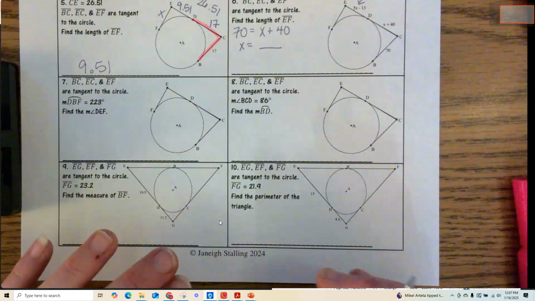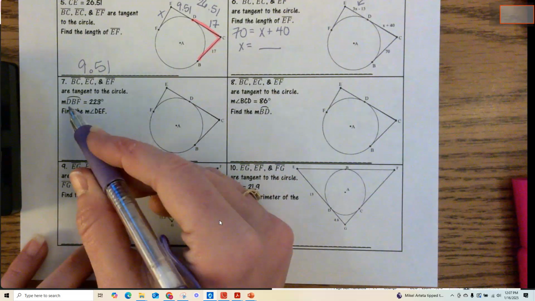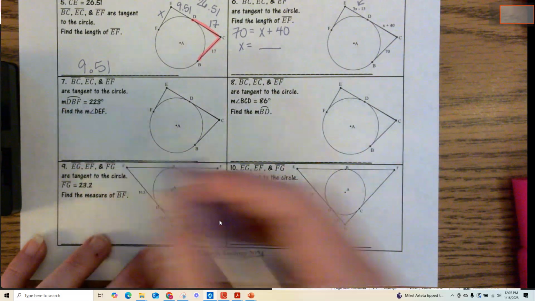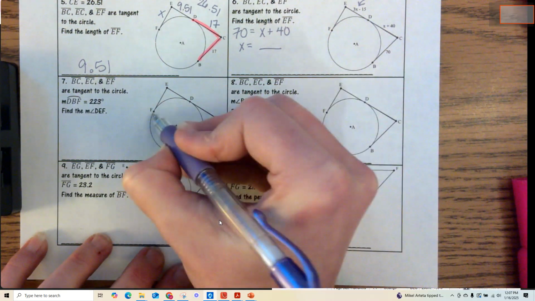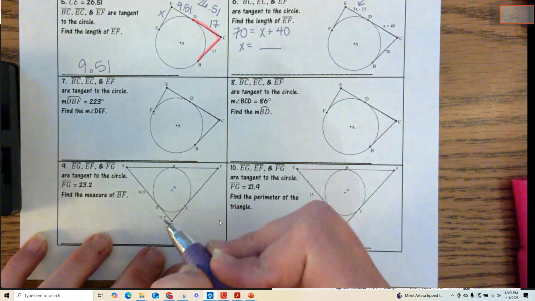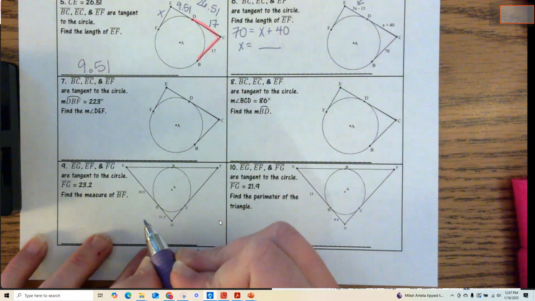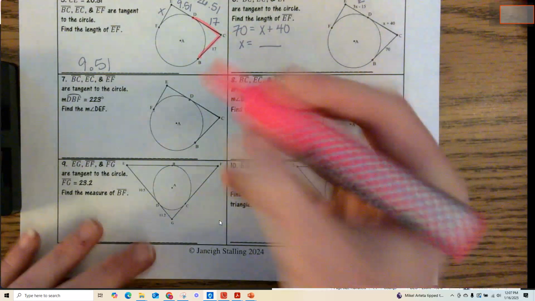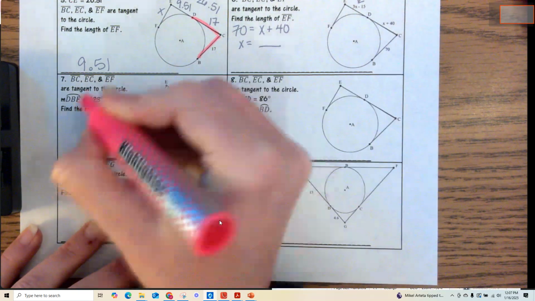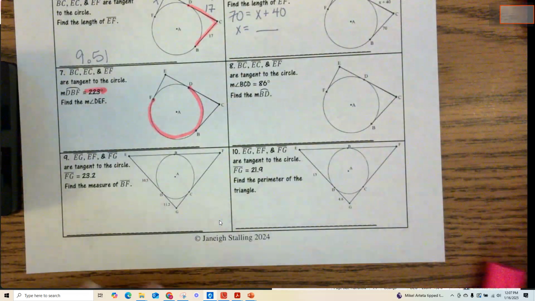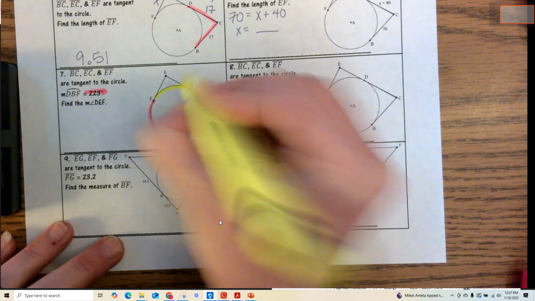Okay, angle measures. Again, it's telling me that the lines are tangent, and it tells me arc DBF, so that's from D to B to F, is 223. So if from D to B to F is 223, this distance, let's go this way, is 223. What would this arc measure right here? How would I find it?